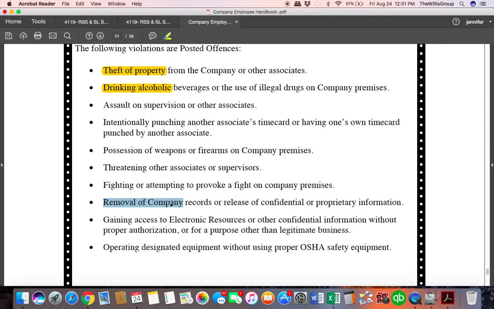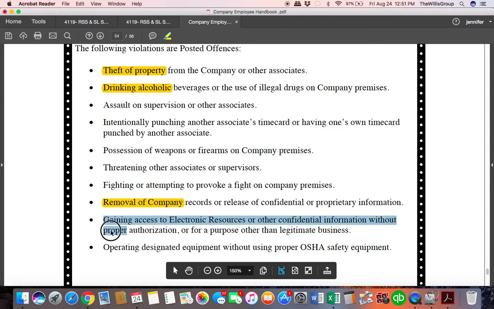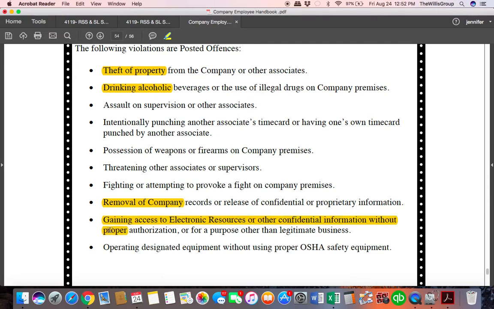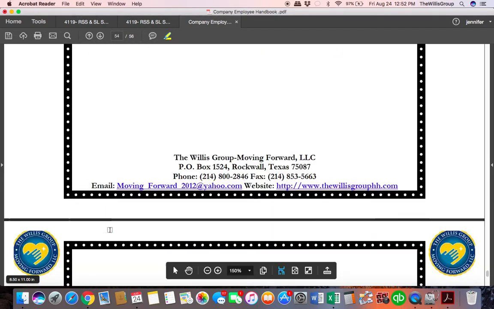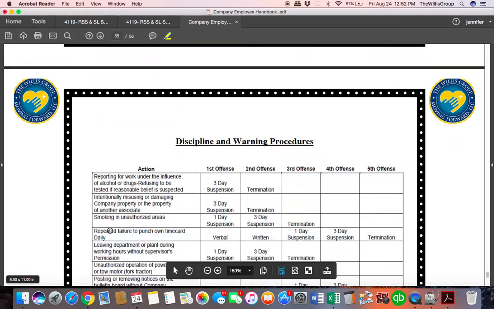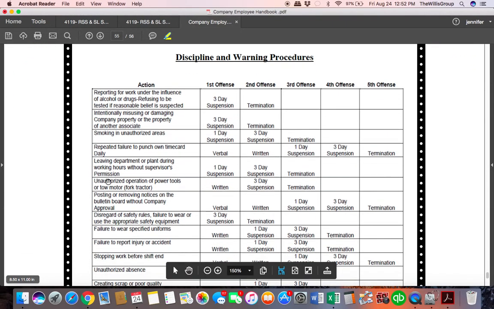Again, this is also very, very important, and a zero tolerance policy. This is something that may not result in a progressive disciplinary process, but an immediate termination. So, removal of company records or release of confidential or proprietary information, gaining access to electronic resources or other confidential information without proper authorization or for a purpose other than legitimate business. So again, this could be as it pertains to someone's personnel file, getting access to that, which we keep locked, but in the case of that potentially happening, that would be a cause, again, for someone to be potentially immediately terminated or severely disciplined.